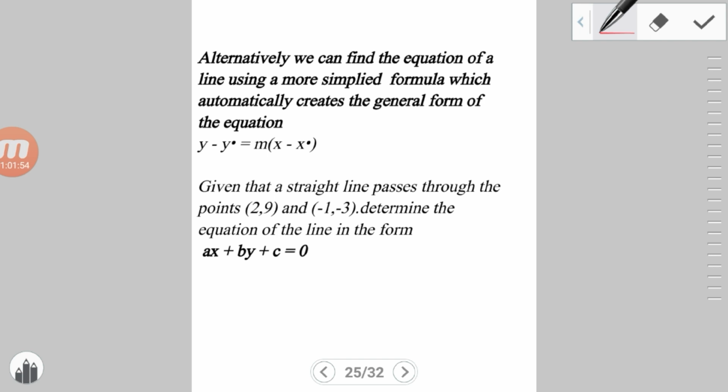We're going to be looking at a more simplified version for finding the equation of a line using the formula y minus y1 is equal to m multiplied by x minus x1.